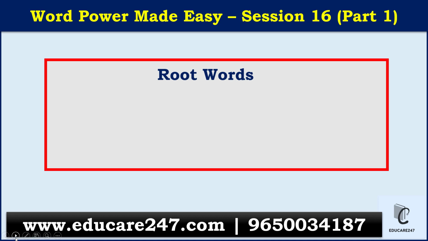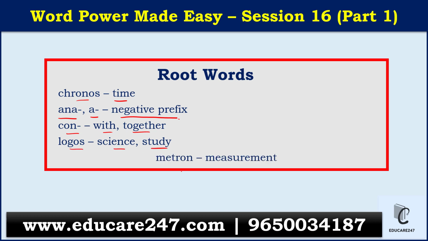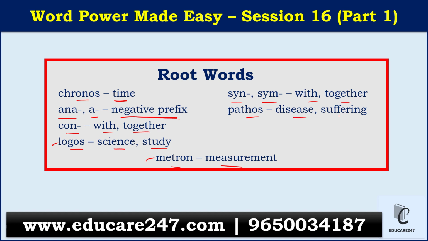So the first word for today is chronos, which means time. Next we have an or a, which is a negative prefix. So if some word has an or a, it will actually have a negative meaning. Next is con, which is with or together, so it's again a prefix. Logos is science or study. Metron, we all know, is measurement. These two words have actually been discussed many times in our sessions. Then sin or sim is with or together. Pathos is a disease or suffering, again a most repeated word. Anti is against. Tele is distance.